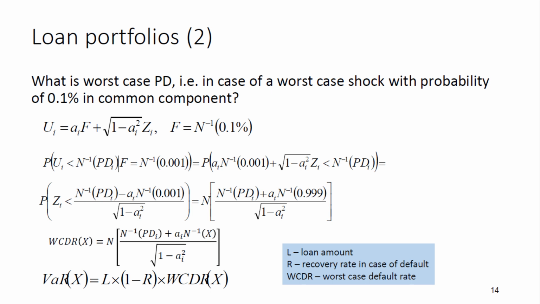And of course, we need to know what the expected loss is when this occurs. That's why we apply the worst case default rate. So we multiply the loan amount times the loss rate, 1 minus the recovery rate, times this worst case default rate to see what's actually the value that is at risk. And we are then 99.9% certain.